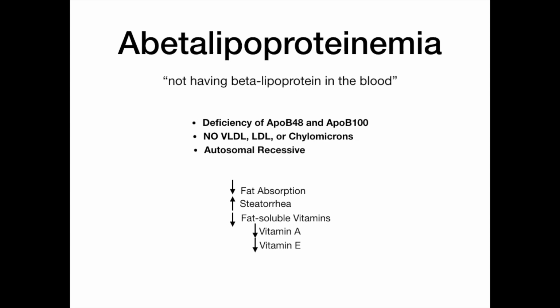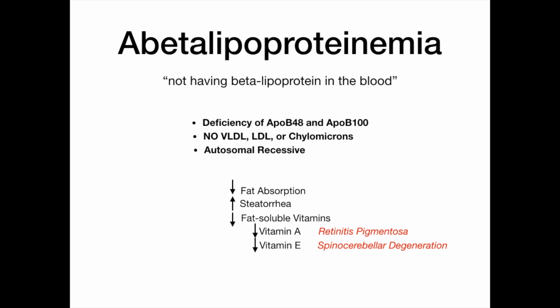So most of the symptoms of abetalipoproteinemia come from the inability to absorb vitamin E. But vitamin A is also important. So if you memorize that A and E are the problems, the symptoms should make sense. So you can get retinitis pigmentosa and you get spinocerebellar degeneration.